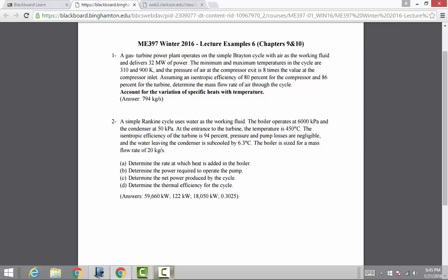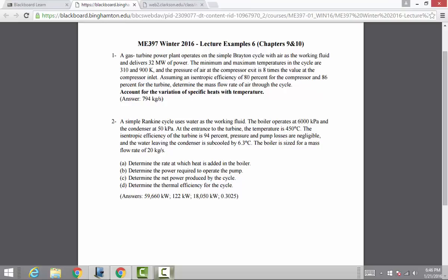And the water leaving the condenser is subcooled. So when you pass the condenser, the temperature would be 6.3 degrees C lower than the saturation temperature at the corresponding pressure, which is 50 kPa. And it adds that the boiler is sized for a mass flow rate of 20 kilogram per second.